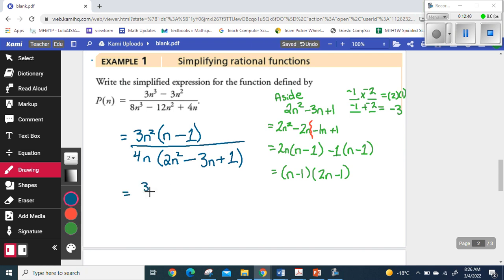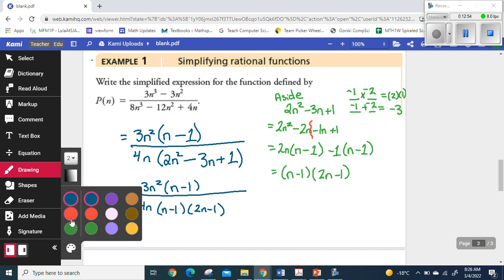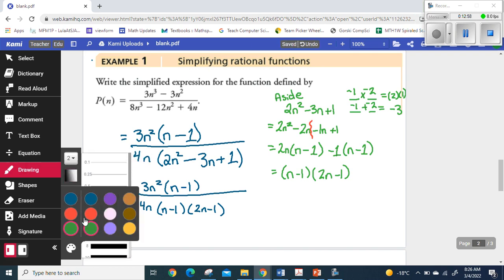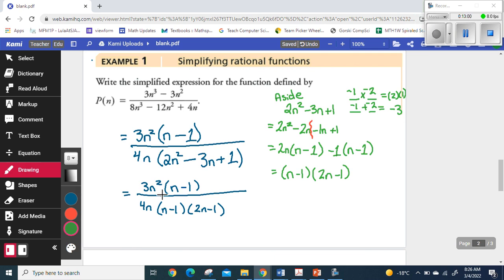So my numerator is still 3n squared bracket n minus 1. Denominator is 4n out front. And then let's put this guy in. So I've got an n minus 1 and a 2n minus 1. Cancel anything that matches. Does anything match? Let's see. This bracket is an n minus 1. Do I have one? Oh, I do. So I can cancel that guy all out.